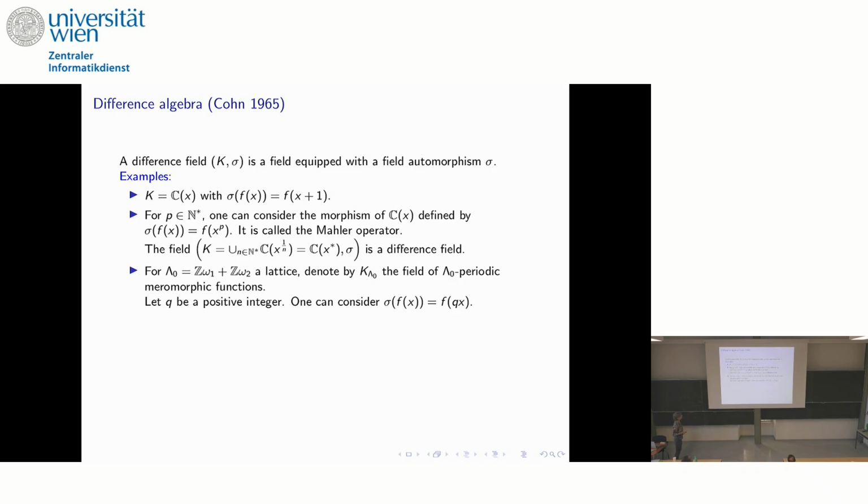Okay? And once again, you see that it's not surjective, and you will have to do the same process as done for the Mahler operator. You will have to look at all the elliptic functions for the sublattices of the chosen lattice lambda 0, and then you end up having a difference field.